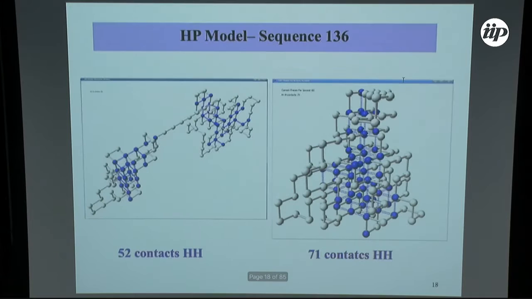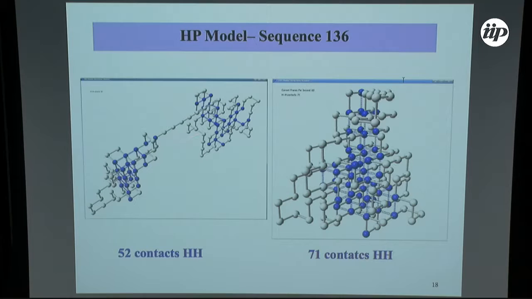And here we have a picture, for example, for a sequence of length 136. You have the global minimum with 71 contacts. But in the same run, in the same population, we have another local minimum with 52 contacts, where the protein was split into two domains.